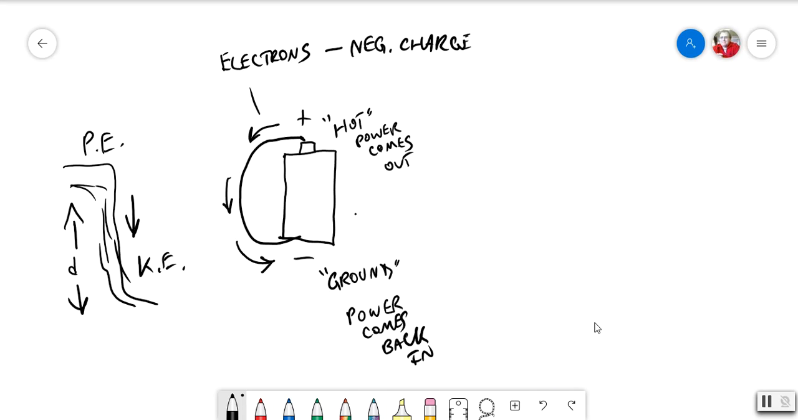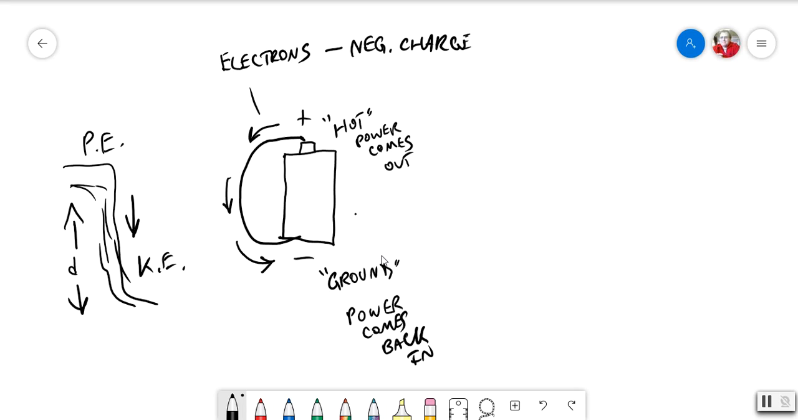Last time on electrical phenomena, we had discussed how the potential energy of water at the top of a waterfall, as it falls, turns into kinetic energy. And we're making the analogy to a battery. Electrons have a negative charge, so why do they flow out from the positive pole? That should be negative, this should be positive.